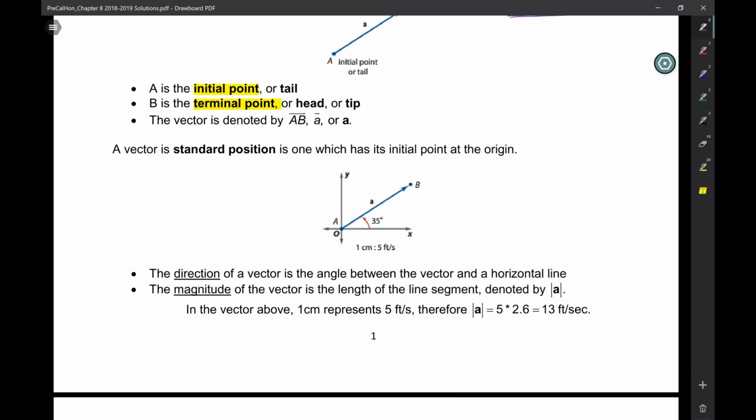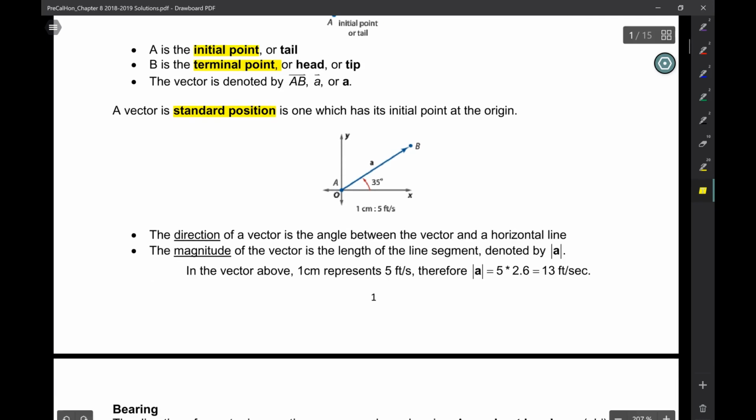So in math, whatever we have, we always put it on the x and y axis, and then we can do things with it, right? So when a vector is in standard position, remember we talked about what angles were in standard position? A vector in standard position has its initial point at the origin. That's it. So the initial point A is right there at the origin.